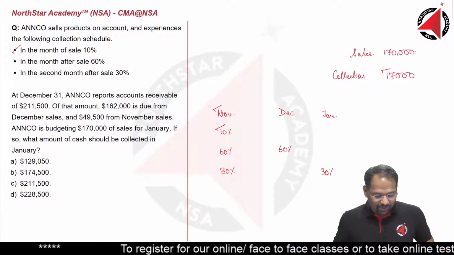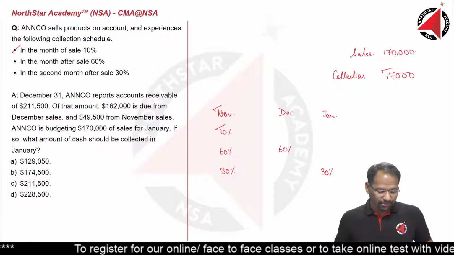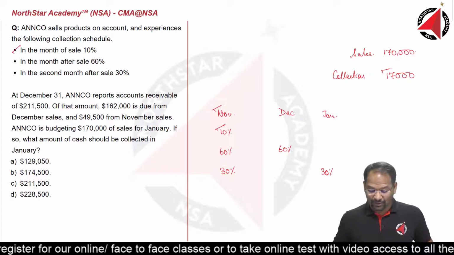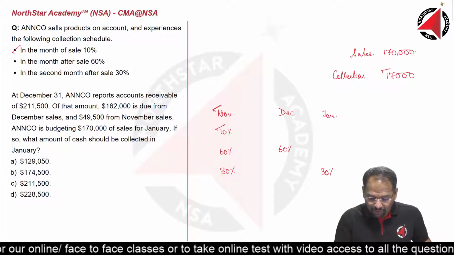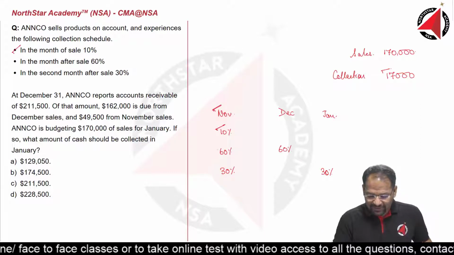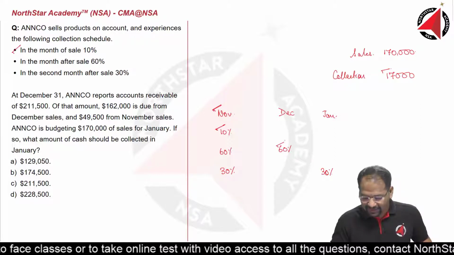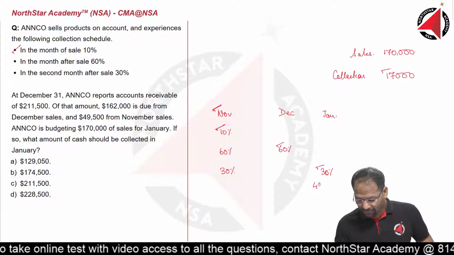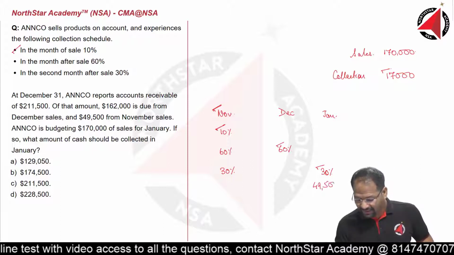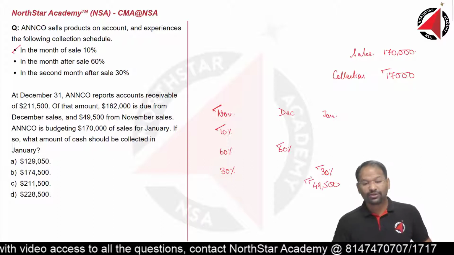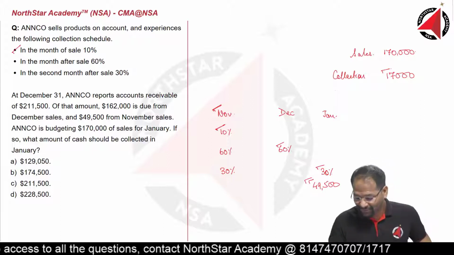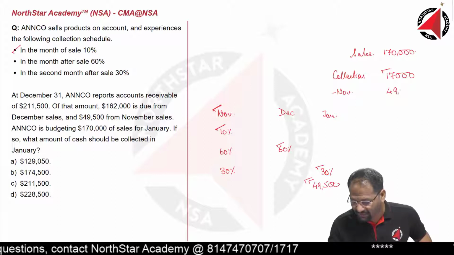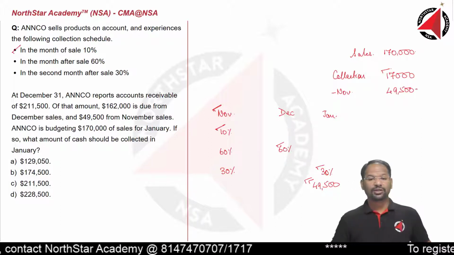If you have understood this, let's go to the numbers. How much amount is the balance accounts receivable? 49,500 is from November sales. Whatever we have sold in the month of November, 10% is already collected, 60% must have been collected in the month of December, and the balance 30%, which equals 49,500, shall be collected in the month of January. So from November sales, how much will be collected? 49,500, the full amount, shall be collected.